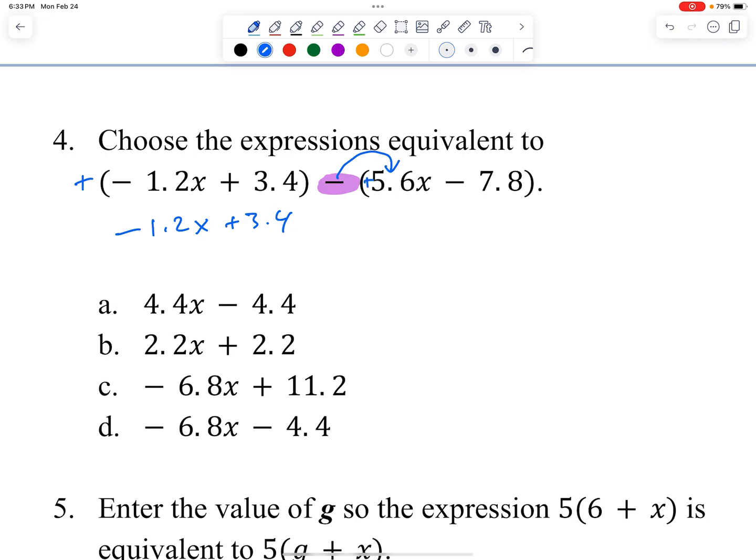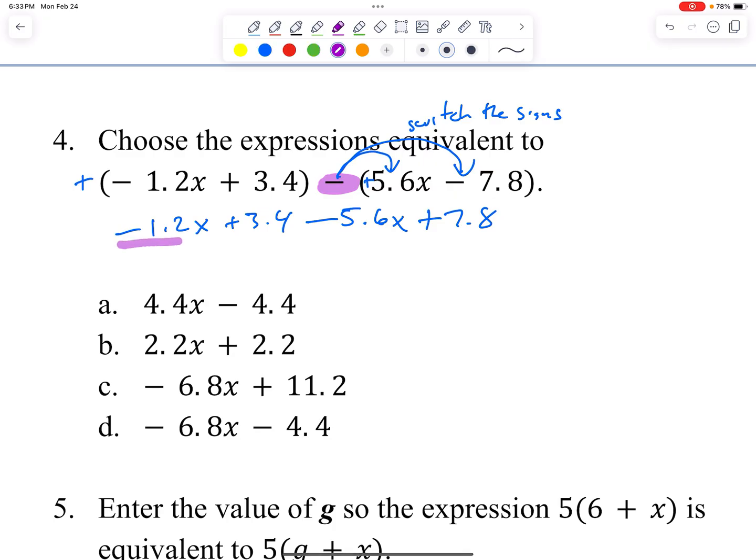So a negative times a positive is a negative 5.6x. And a negative times a negative will give me a positive 7.8. So in other words, when you distribute the negative, you switch the signs. If you do a positive times a negative, it doesn't do anything. It stays as a negative. And a positive times a positive is just a positive. That's why I'm saying it doesn't do anything, okay? So now let's see what we have. What do we got to combine? I see x's with x's, and I see units with units.